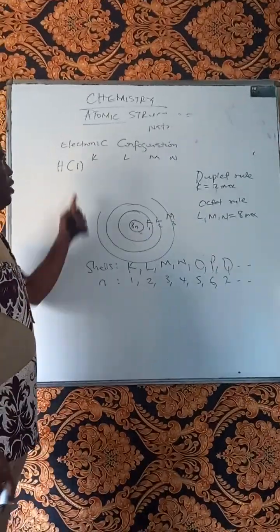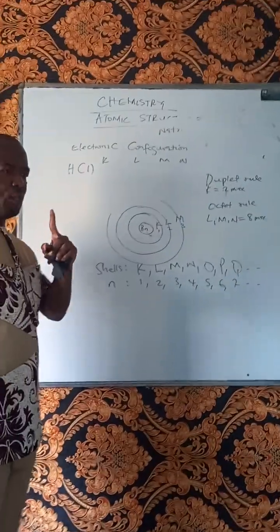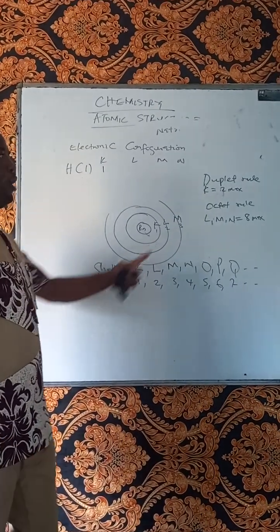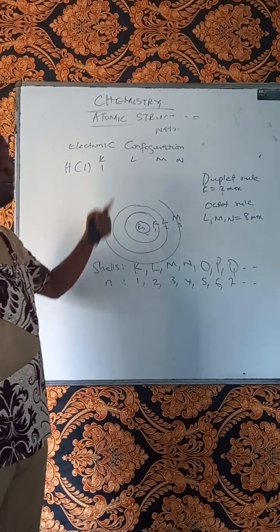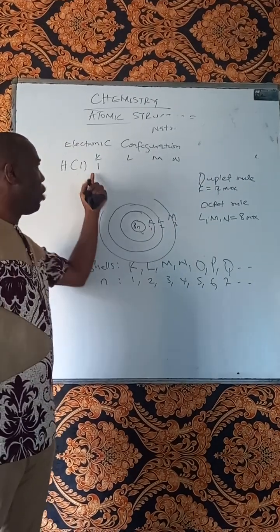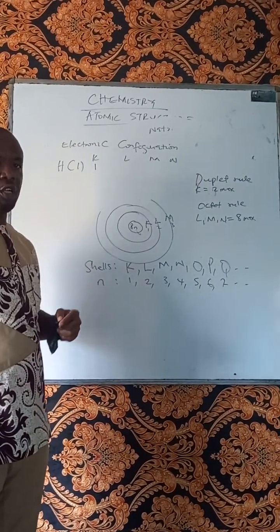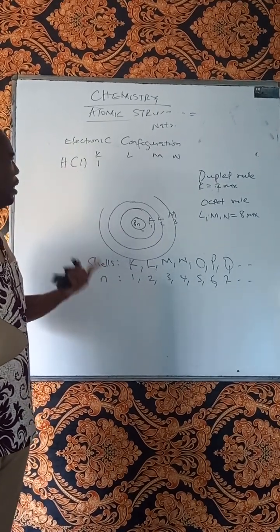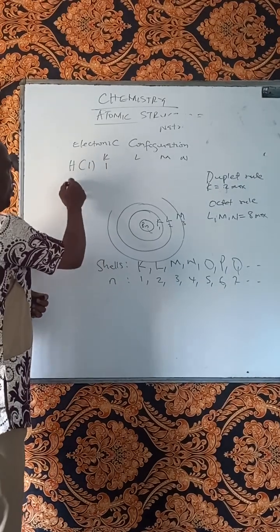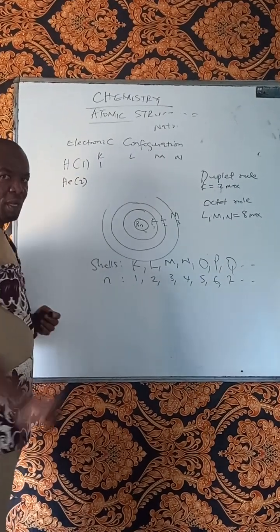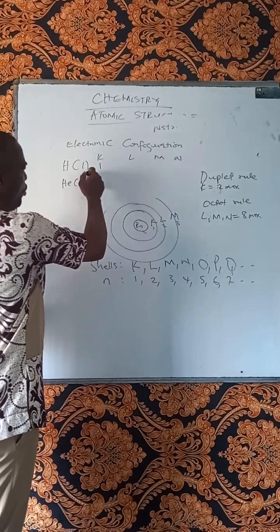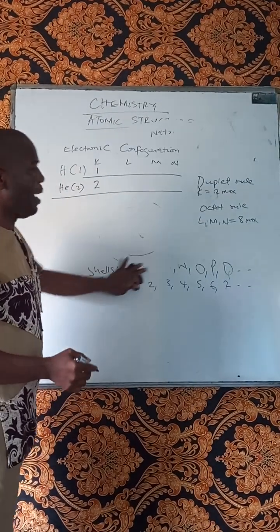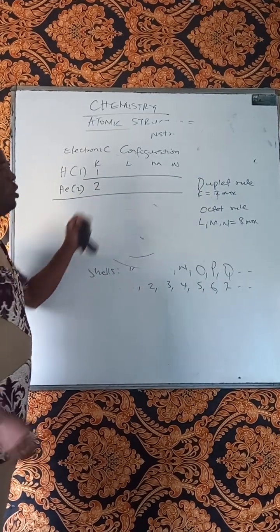For instance, look at hydrogen. Hydrogen has only 1 electron. We put 1 electron under the K shell. We know that K should take 2, but hydrogen does not have more than 1. So you give that 1 to the K shell. So the electron configuration of hydrogen is 1 under the K shell. Helium is 2. We still have 2 electrons under the K shell for helium. By so doing, helium has satisfied the duplet rule.